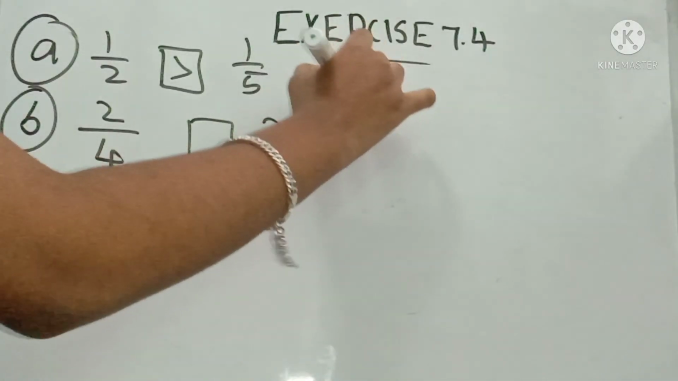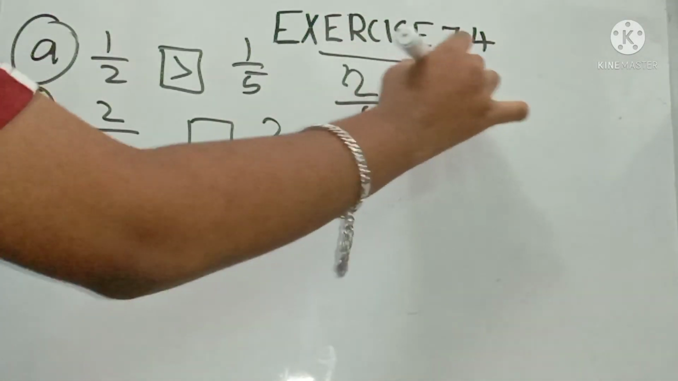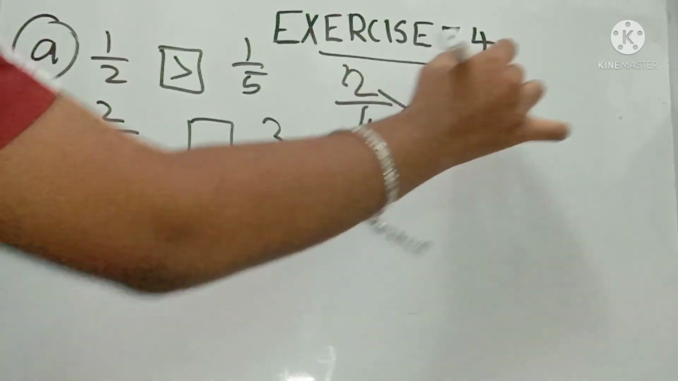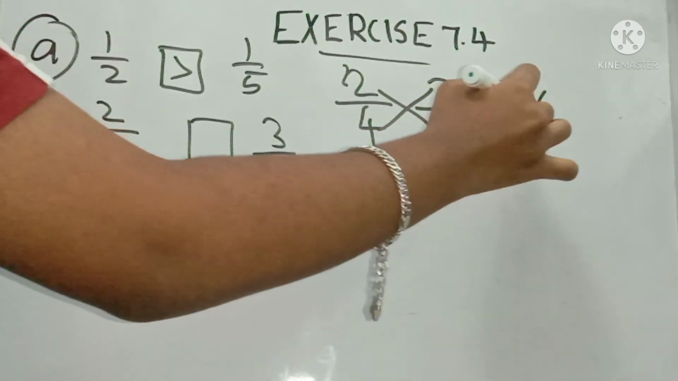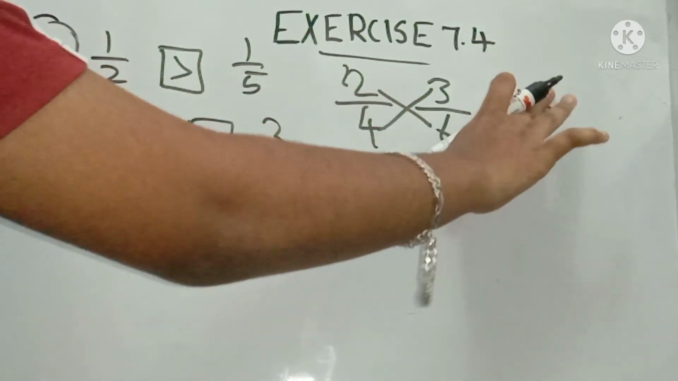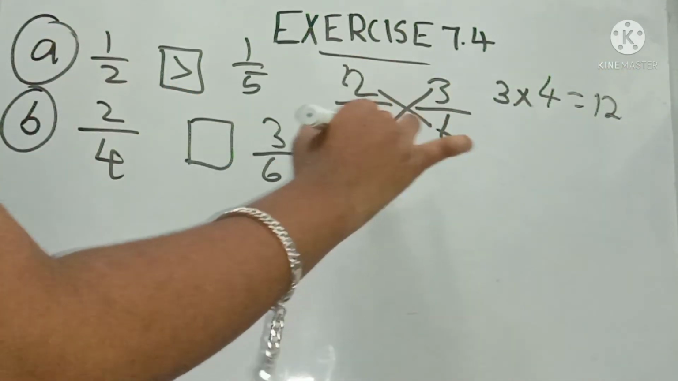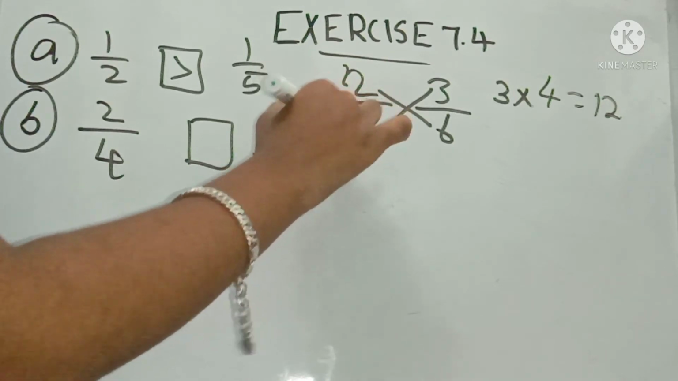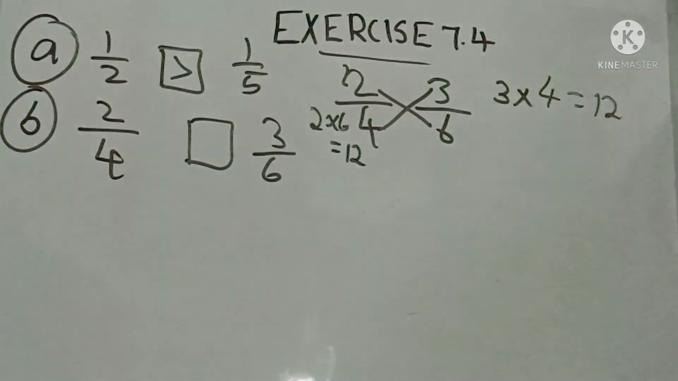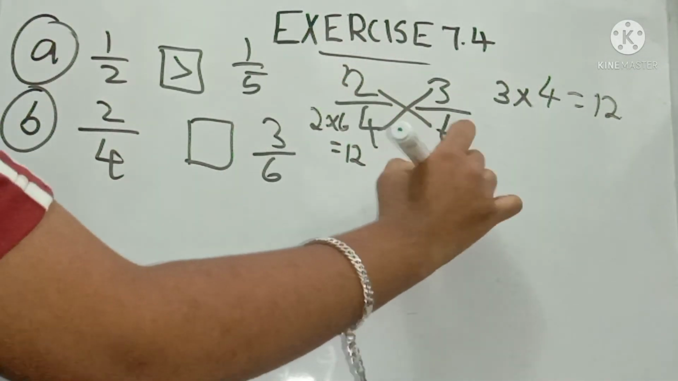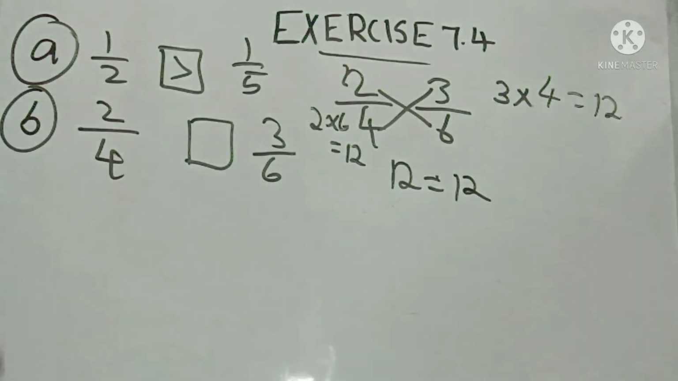So cross multiply 2 by 4 and 3 by 6. 3 6 are, so 3 4s are 12 and 2 6s are 12. So 12 is equal to 12. So both are equivalent. So put equal to.